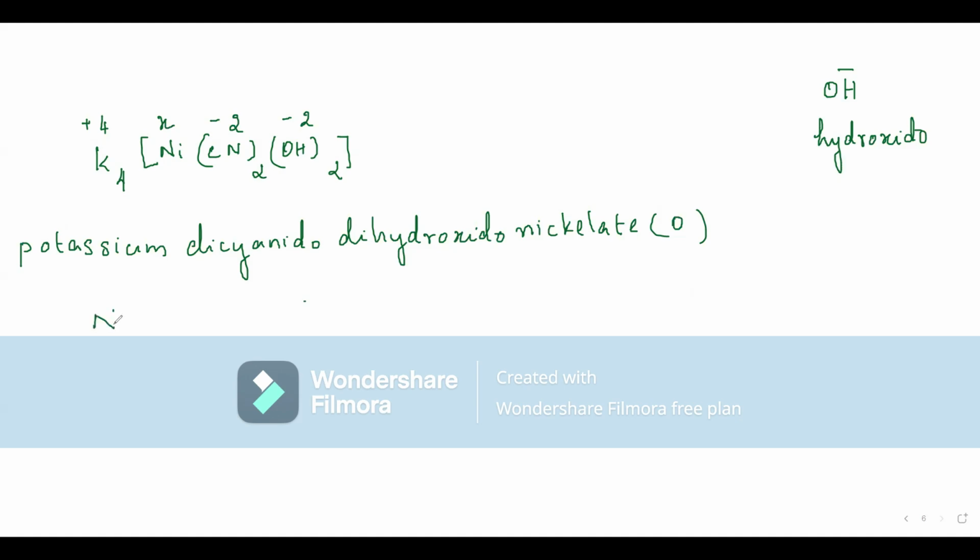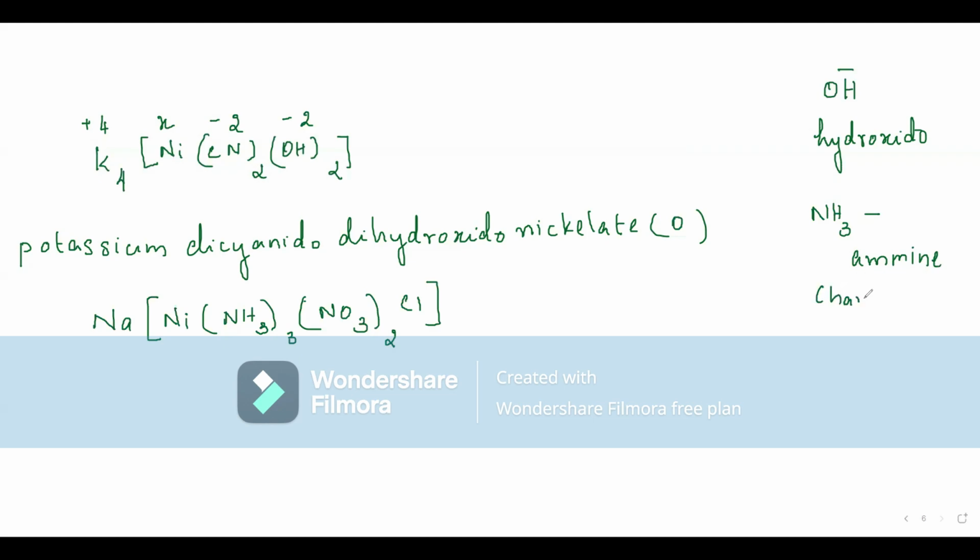anionic complex, Na, Ni, NH3, NO3 twice, Cl. Now in this NH3, it's ammonia molecule, but as a ligand, its name is ammine with double M, and it is compulsory to write that double M. Its charge is 0. It's a neutral ligand.